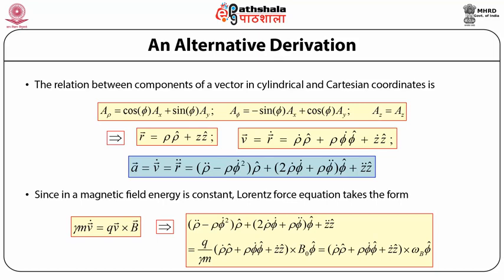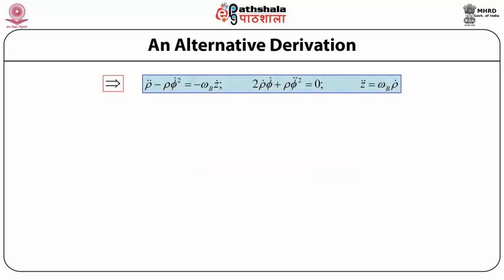(rho dot rho cap plus rho phi dot phi cap plus z dot z cap) whole cross product with omega b phi cap, which implies rho double dot minus rho phi dot square equals minus omega b z dot, and 2 rho dot phi dot plus rho phi double dot equals 0, and z double dot equals omega b rho dot.